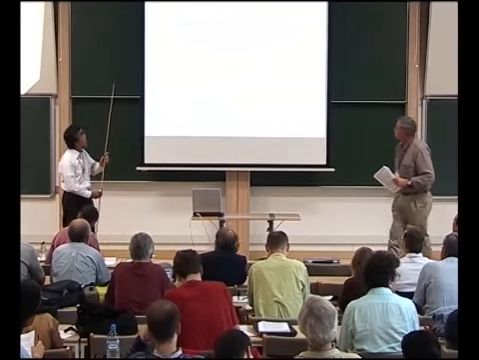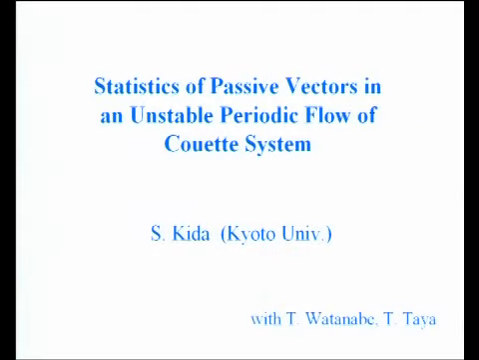Next speaker is Shigeo Kida from Kyoto, with a talk on the statistics of passive vectors in an unstable periodic flow of the Couette system.